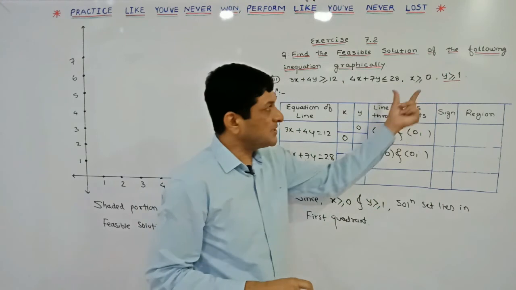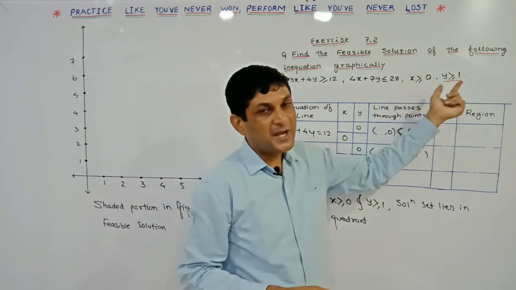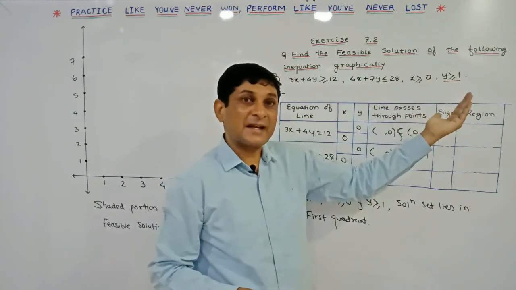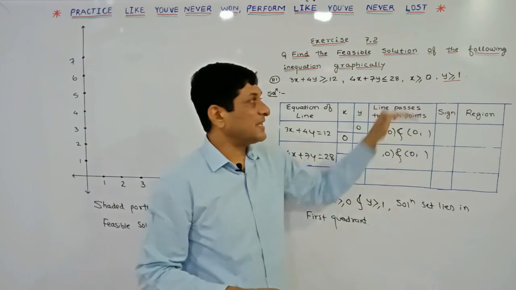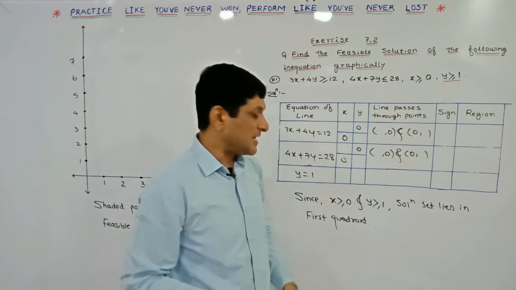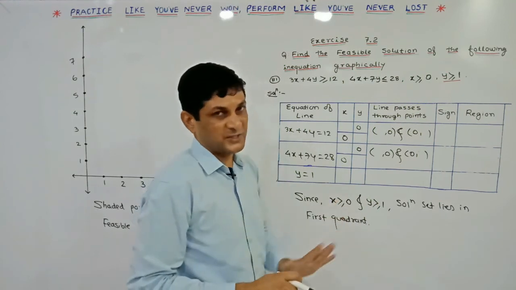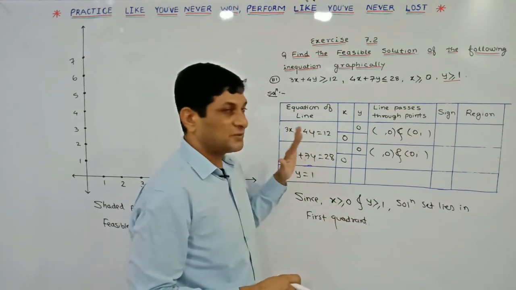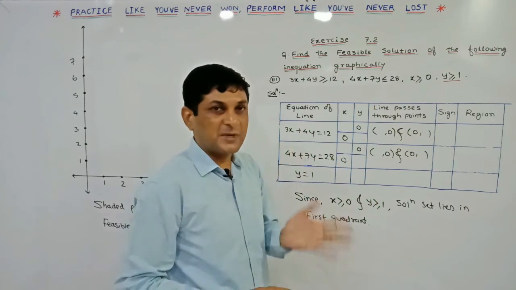And here we can observe that the value of x is non-negative and the value of y is also what? Greater than or equal to 1, means positive, means x is also positive and y is also positive. At that time we can say that the solution set lies in which quadrant? First quadrant. So first we have to draw the 3 lines to find the feasible solution.